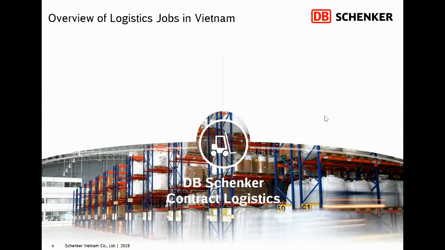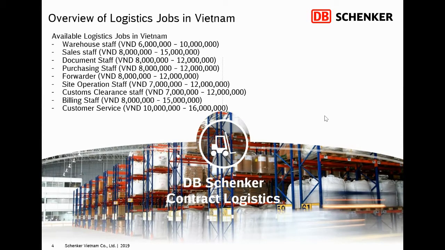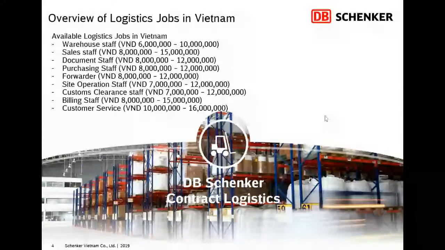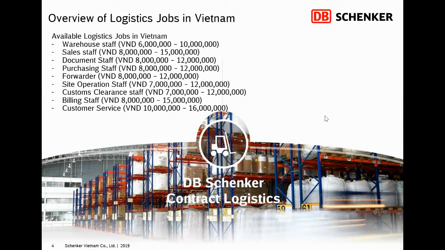What do we do after graduation from logistics training? You can do the following jobs. These jobs you can apply for are available at all the logistics and forwarding companies in Vietnam. You can apply for warehouse staff. This is the average salary for a new joiner, from 6 million to 10 million. You can apply for sales staff, from 8 million to 50 million, very high, right?